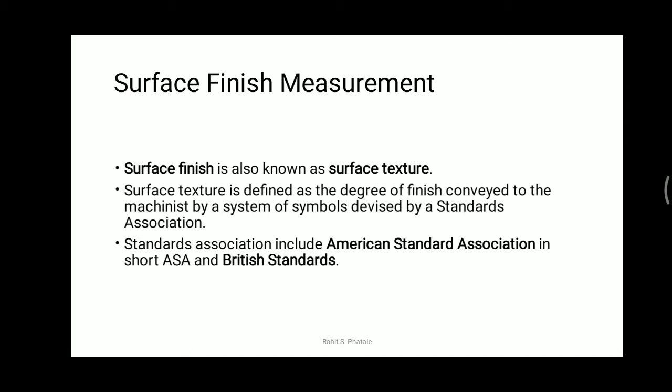Then the basic industrial requirements regarding surface finish are low manufacturing cost. The product that we are manufacturing should have a very low cost, and we should get a better surface finish. Then better properties, good appearance, quality of the component or product, and satisfactory performance. The last is satisfactory performance.